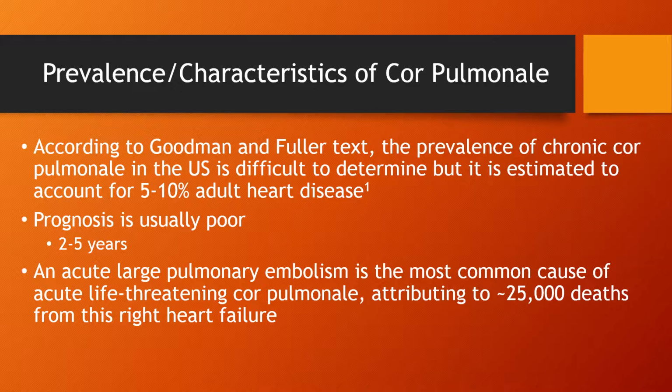The prevalence of chronic cor pulmonale in the United States is difficult to determine because of its vast amount of primary causes. But according to the Goodman and Fuller text, it accounts for about 5 to 10% of adult heart disease in the United States. Prognosis is usually poor for this disease because the chronic conditions that it is secondary to are usually irreversible. And lastly, an acute large pulmonary embolism is the most common cause of acute life-threatening cor pulmonale, attributing to about 25,000 deaths from right heart failure every year.